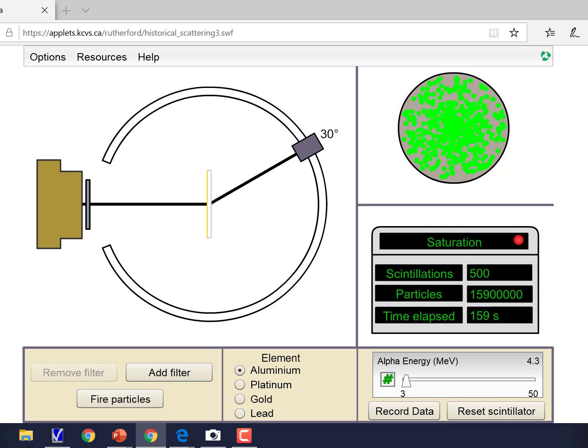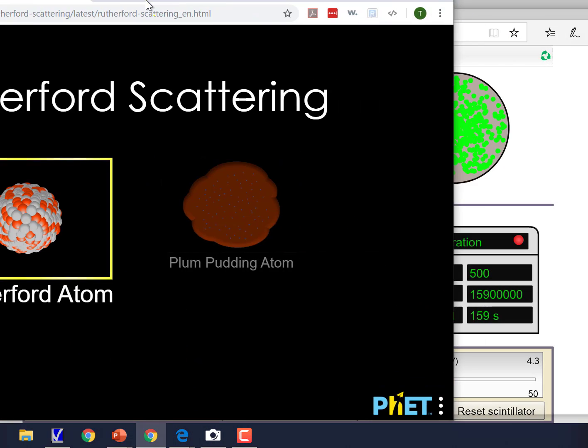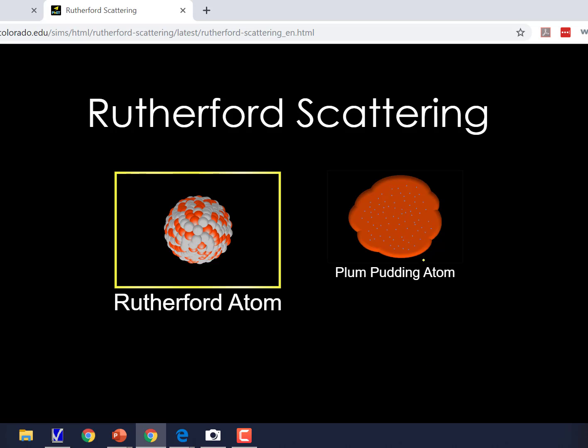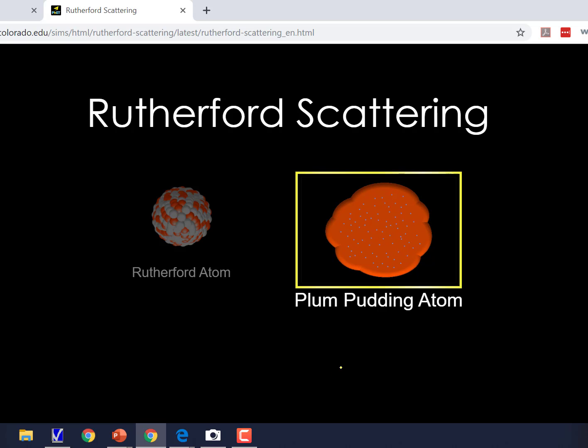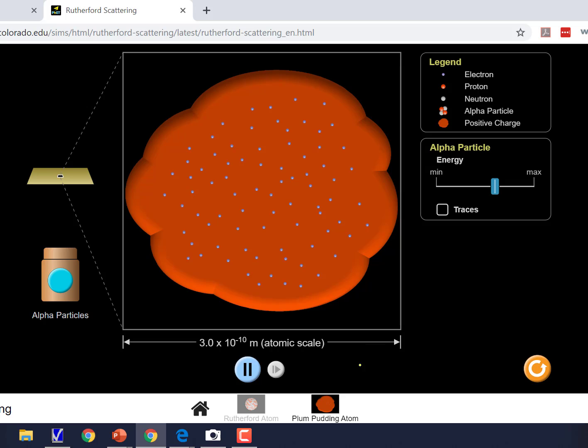So when you looked at this one yesterday, and you looked at the plum pudding model, the orange stuff is the positive stuff, and the dots are electrons. So this is what he thought the gold foil looked like. And he thought when you fired alpha particles, they could go right through like BBs can go through paper. But if I get it thick enough, the paper will stop the BBs.